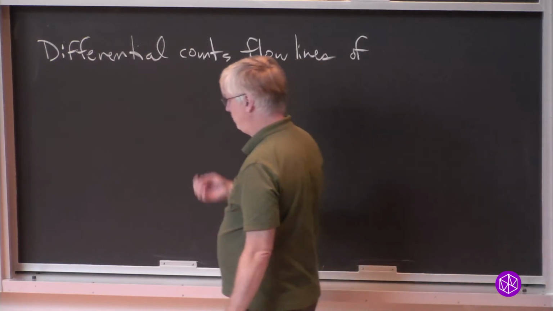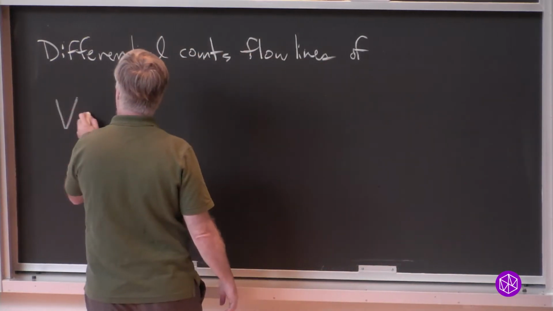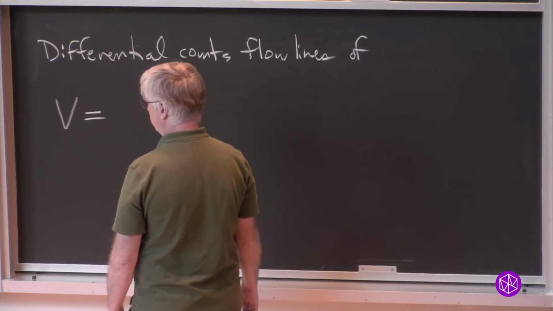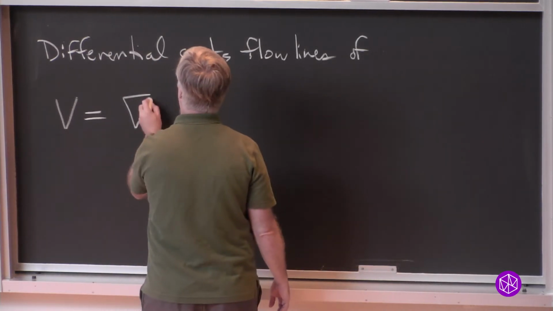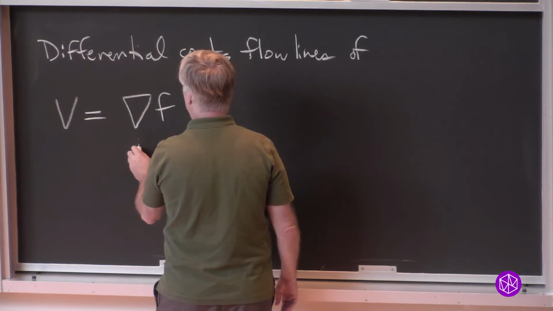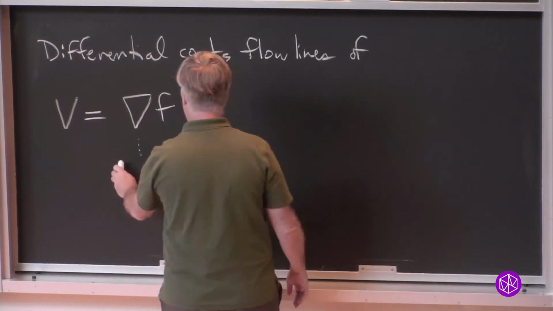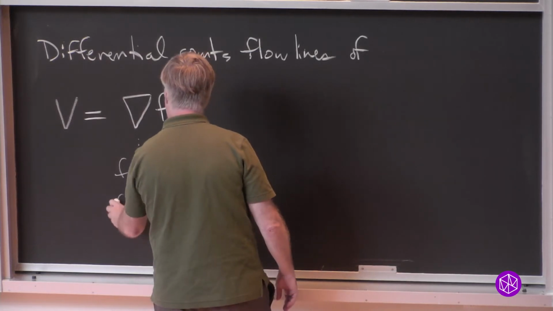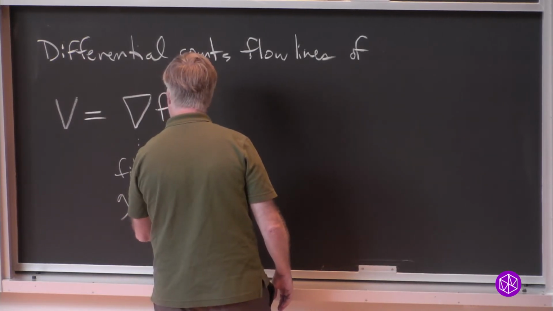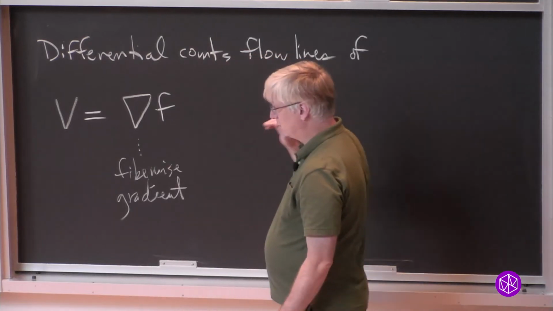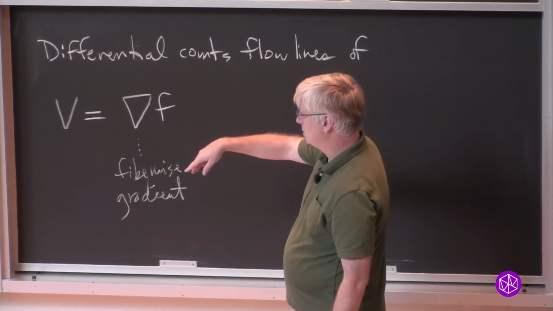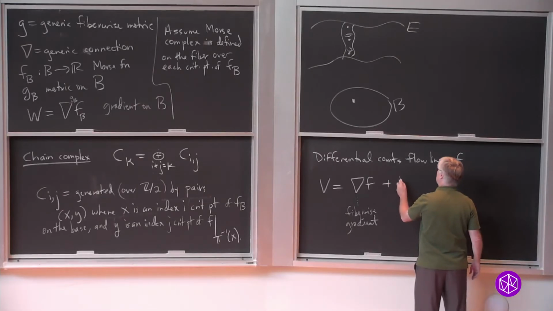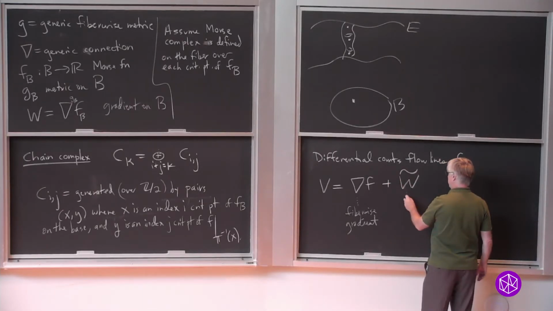counts flow lines of the vector field V. So it's the sum of the fiber-wise gradient vector field. I don't really know a good notation for this. So this is the fiber-wise gradient, plus a component which moves in the direction of the base, so plus the horizontal lift of W.